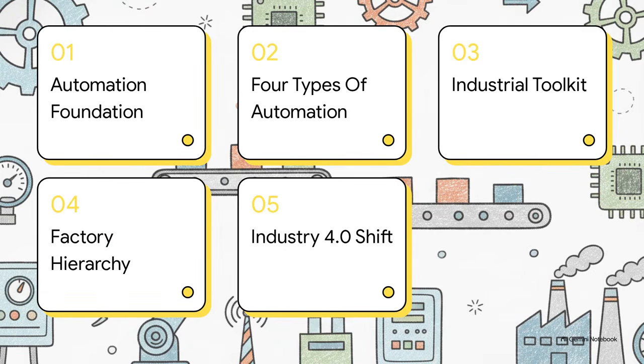We're going to build your knowledge block by block. We'll start with the automation foundation, move into the 4 types of automation, open up your industrial toolkit, map out the entire factory hierarchy, and then wrap things up with the massive Industry 4.0 shift.